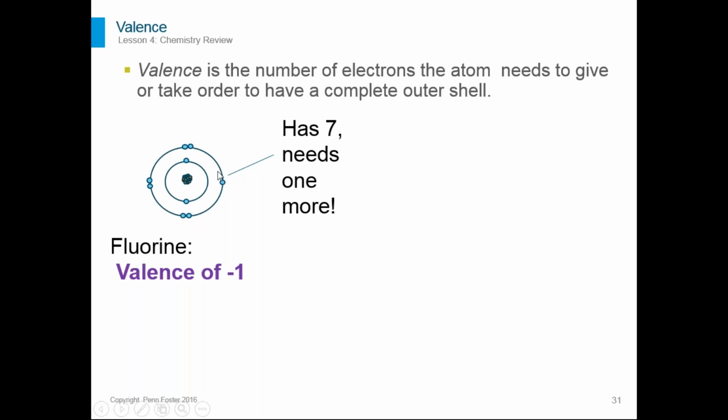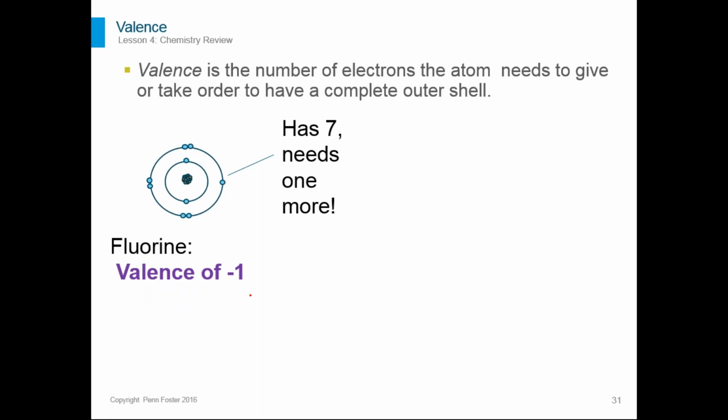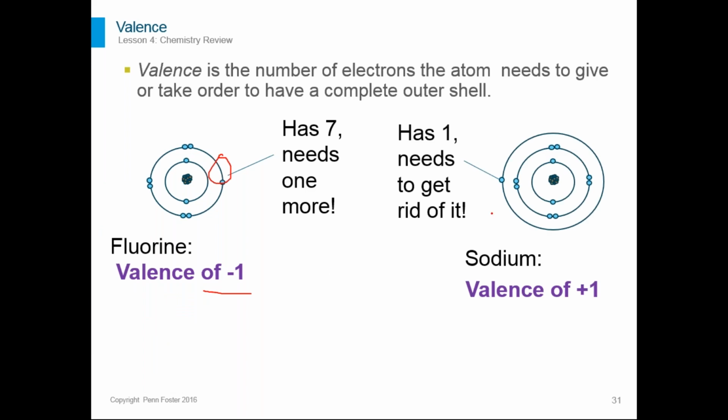So because fluorine is lacking 1, it only needs 1 more to fill up that shell, we say it has a valence of -1. Because it's got this one spot here with no electron, it's got a valence of -1. By contrast, we can also look at sodium, which has kind of an extra electron hanging out here. So it's got a full first shell, it's got 2. Its second shell has 8, so that one's full. And then it started trying to make a third shell, but it's only got 1.